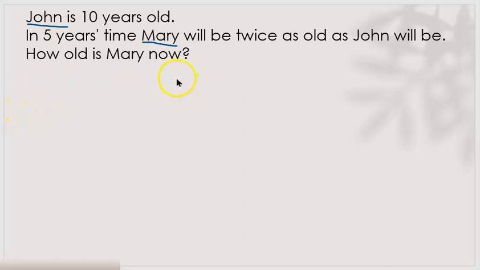So my suggestion to you would be to do a little table. We're talking about now and we're talking about the future. And we know that the future is going to be in 5 years' time. So I'm just going to put a little arrow and put 5 years. All right. So it says John is 10 years old. So I'm going to write John here and I'm going to say now in the present he's 10 years old. That's information that we're getting from the question. John is 10 years old.